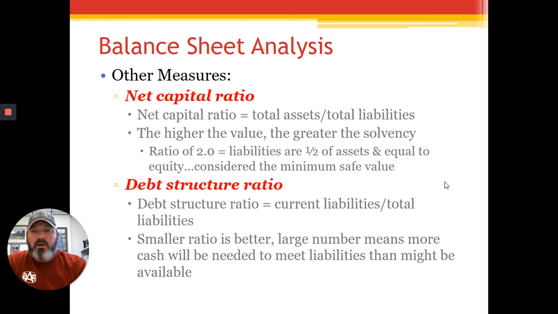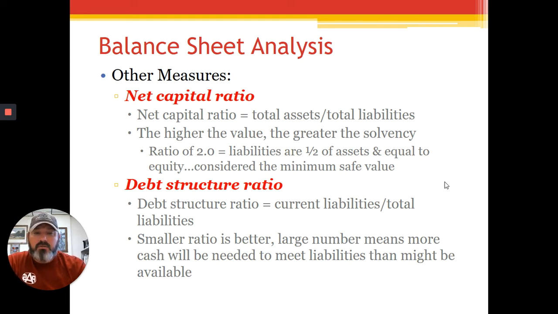Some other measures are net capital ratio, total assets divided by total liabilities. Again, opposite from the debt calculator here. So the higher the value, the greater the solvency. So a ratio of 2.0 would mean liabilities are half of the assets and equal to equity. So kind of considered a minimum safe number. So a good one to kind of look at occasionally.